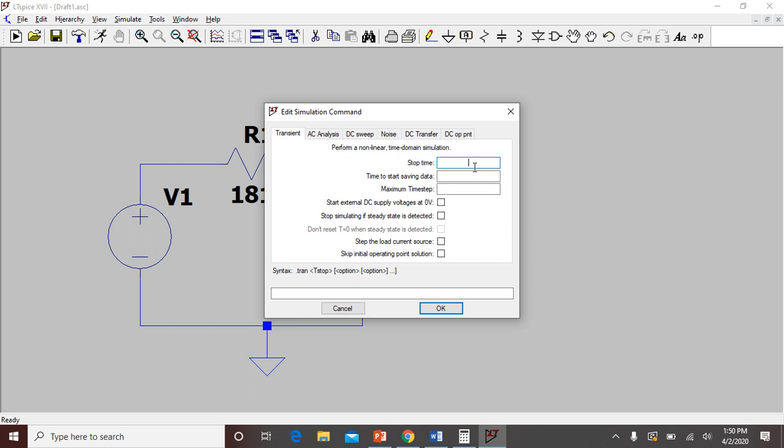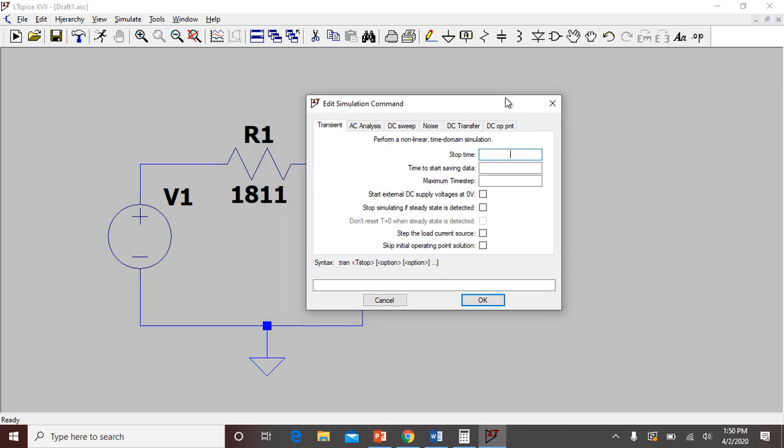Now it is asking me for the stop time. To select the stop time, we need to know what our supply frequency or supply time period is. Since the time period I have selected was 0.008, that means one cycle of the supply, whatever the shape is, will be completed in 0.008 seconds. To observe one complete cycle, or multiples of complete cycles, we will set the stop time accordingly.